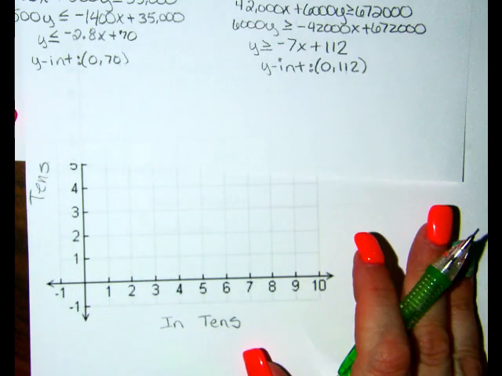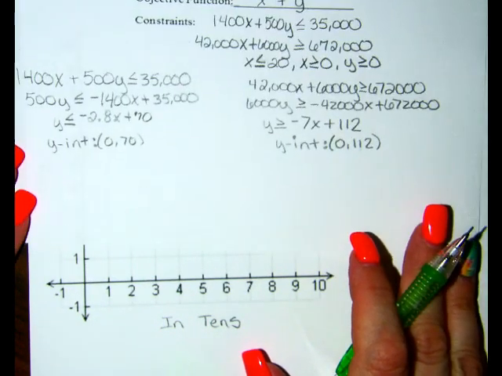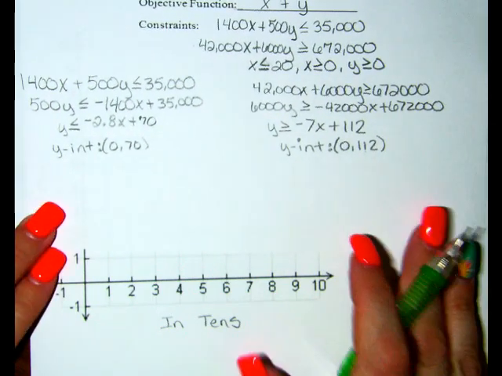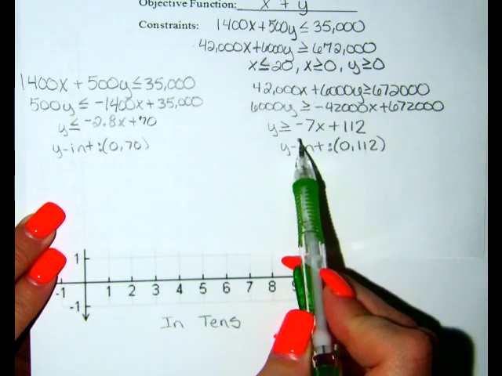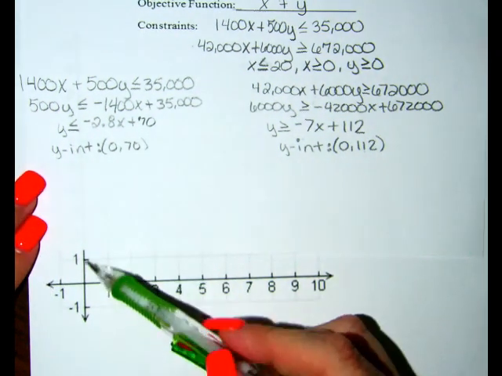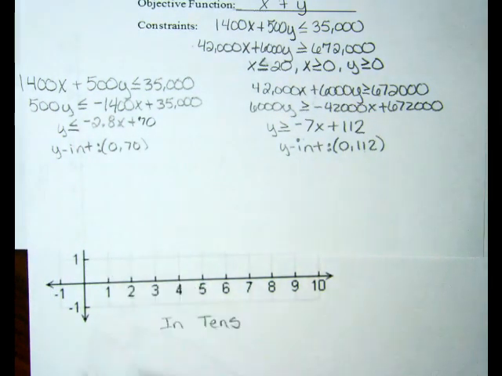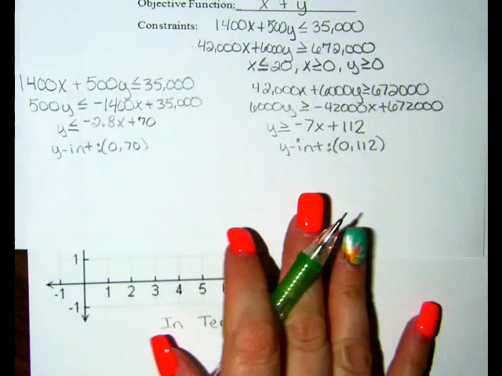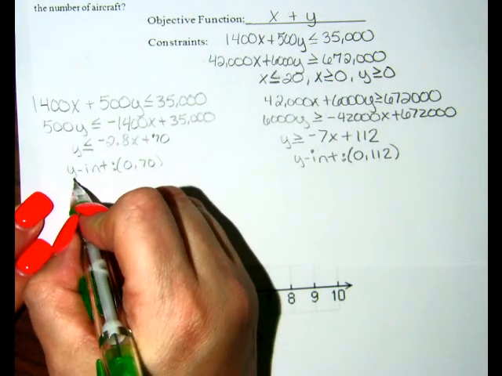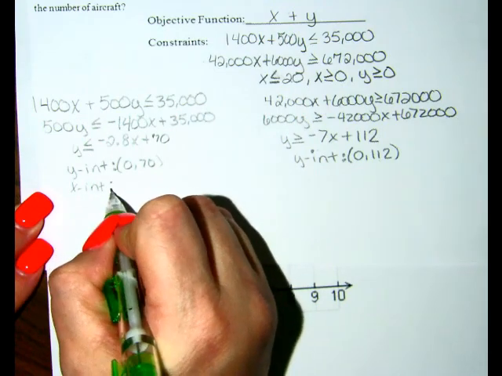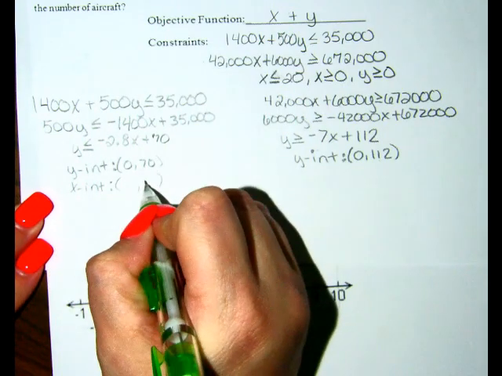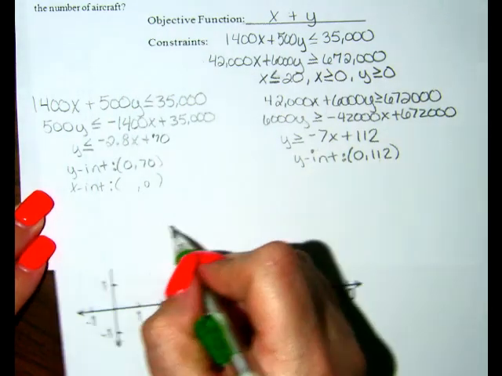Okay? But herein lies the problem. When you do your slope from your y-intercept, you're only going down 7. Kind of hard to do that in increments of 10. So what I recommend doing is finding your x-intercepts also. Okay? And your x-intercepts are when your y value is 0.